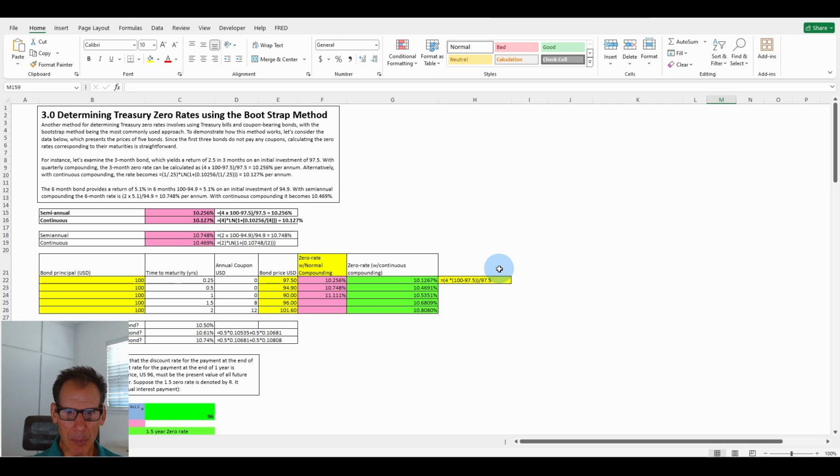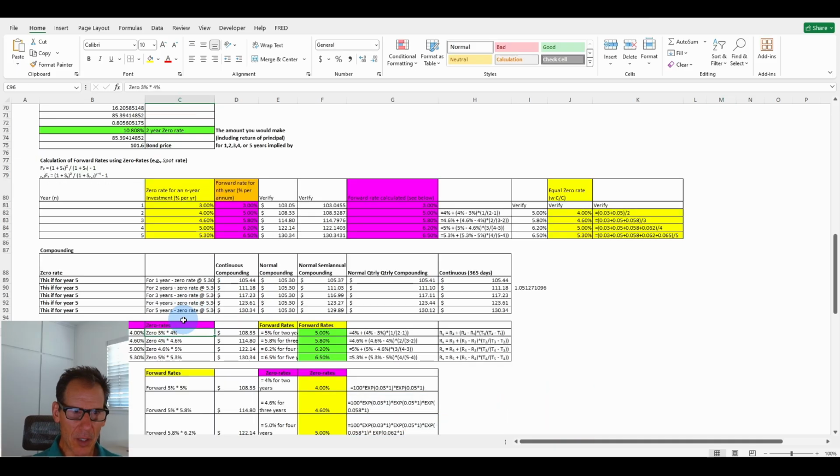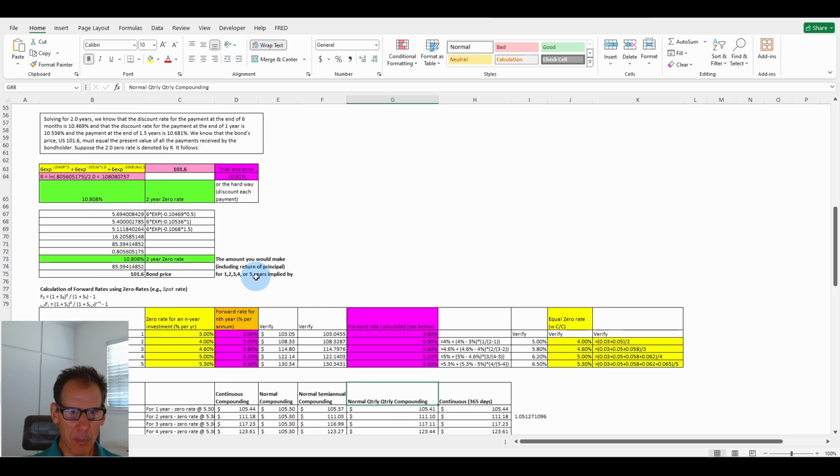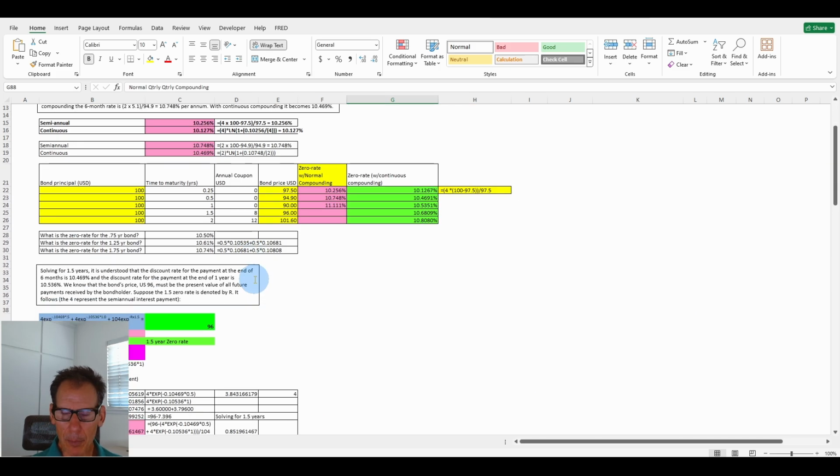As I continue to say, practice, practice, practice. This is a lot of work. If you understand this, you're home free. You have the zeros and you have forwards, and then you have your discounting, and then we have spot rates, and then we have the bootstrapping, and on and on and on. It's the fundamentals, but it just takes time.